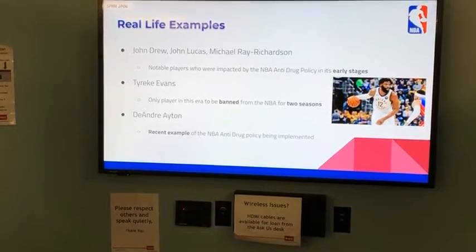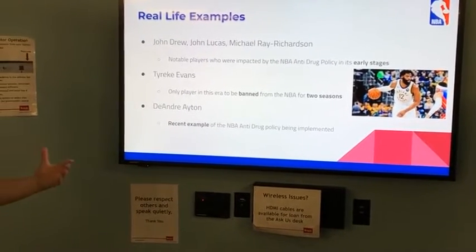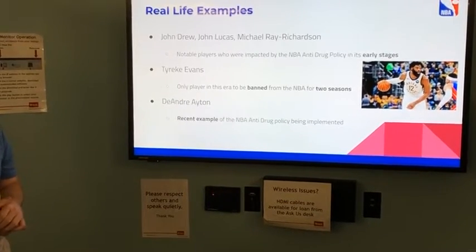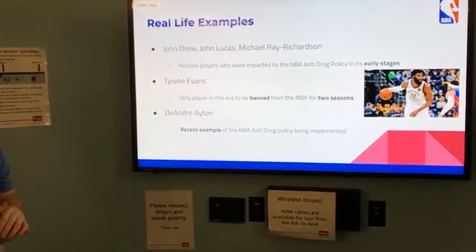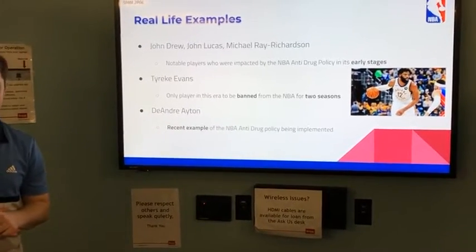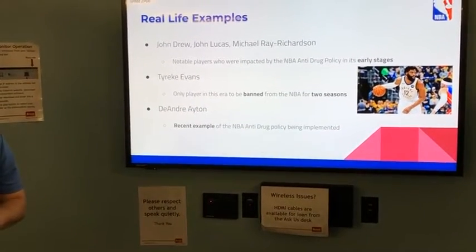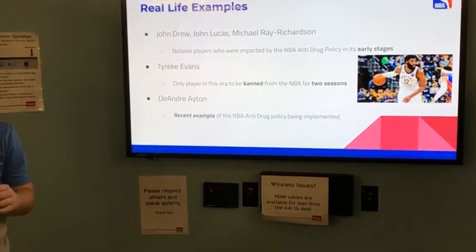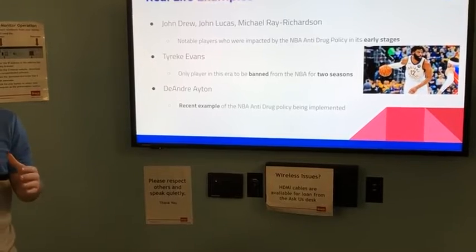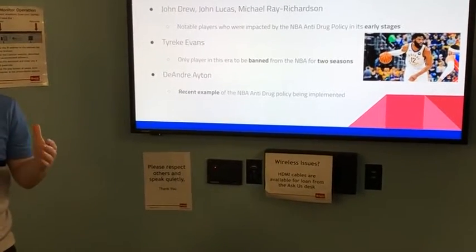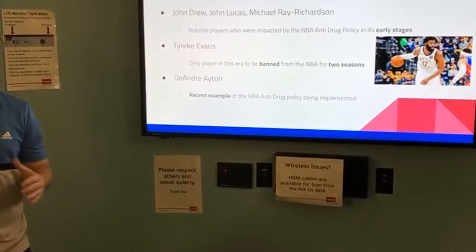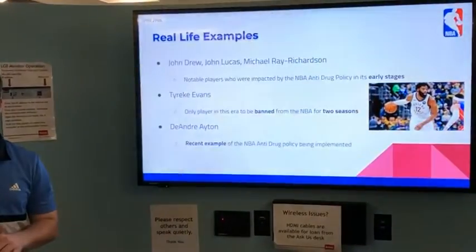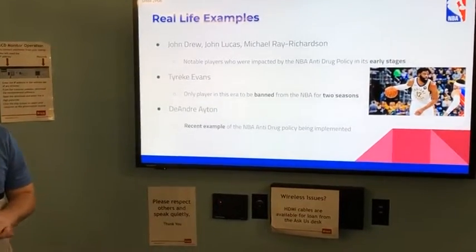So some real-life examples of how this policy has been implemented go back to its early stages, way back in 1983. The three players who were notably affected are John Drew, John Lucas, and Michael Ray Richardson. John Drew played for the Utah Jazz, John Lucas played for the Houston Rockets, and Michael Ray Richardson played for the New Jersey Nets. Each of these players reached strike 2. Utah waived Drew because there was a drug clause in his contract. John Lucas retired, and it was said that Michael Ray Richardson ended up staying clean after this.